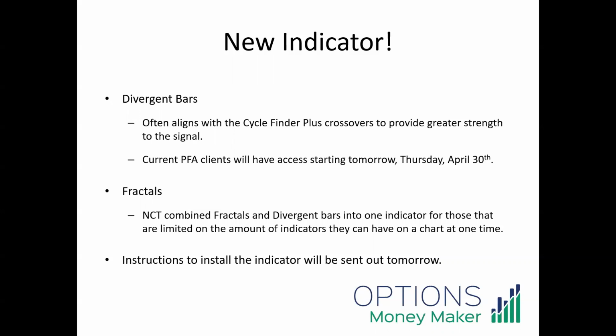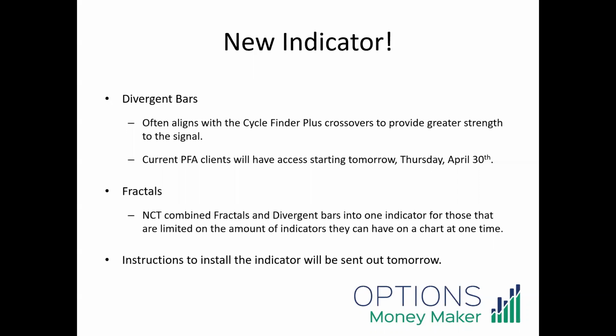So divergent bars are an indicator that we have talked about quite a bit in the live trading room, and it is an important and distinctive indicator that often aligns with a Cycle Finder Plus. So we're primarily looking for Cycle Finder Plus crossovers when we look at a combination of a 3-minute and 10-minute chart. And when we see a Cycle Finder Plus crossover, and there also happens to be a divergent bar preceding that, it adds additional strength and confidence to the trade. We don't trade divergent bars by themselves as a standalone indicator.